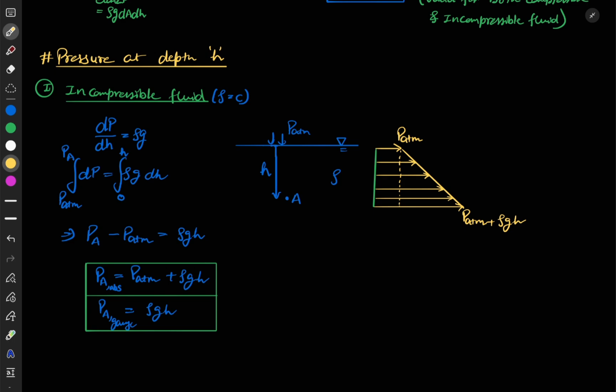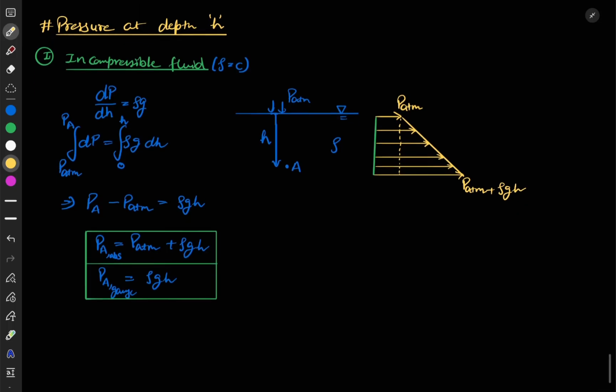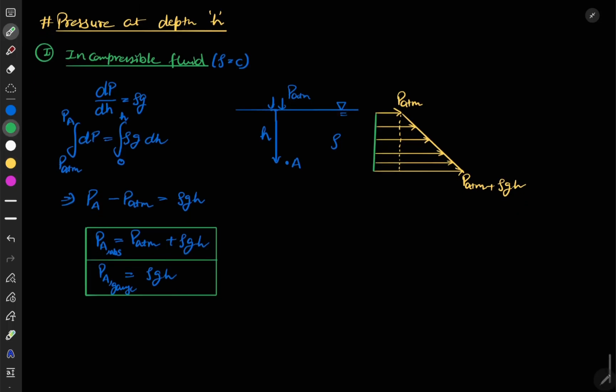This is the indication of your absolute pressure. If you want to denote only the gauge pressure, you can start from here, so the pressure you will consider at the top is equal to 0. And one more thing, if I talk about the variation of density, we know the pressure is rho gh. Density and height are both varying functions, because g will remain the same.